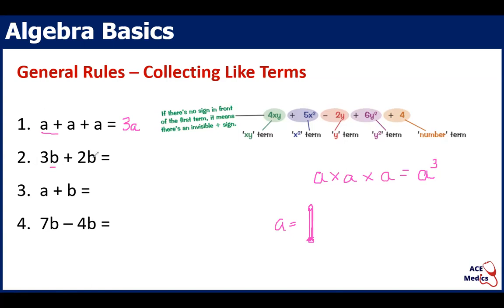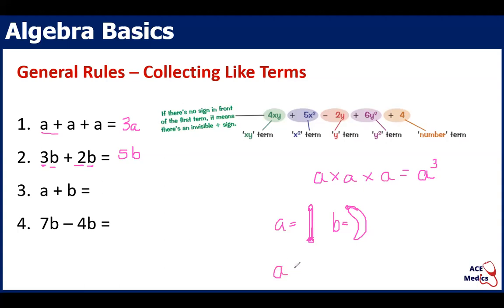Now, if we have the same letter here, b and b, that's fine. We can just add the numbers together. It's like saying, okay, if b is a banana, there we go. It's a rubbish banana, but you get the idea. b is a banana. We've got, say Lily has 3 bananas and I have 2 bananas. Together we have 5 bananas. Does that make sense? 5b.